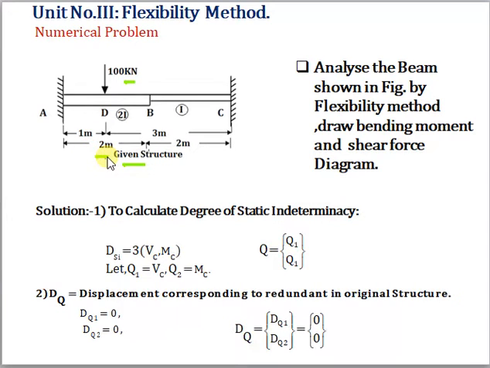Length is 2 meter. On BC, there is no load and the length of BC is 2 meter. Moment of inertia of BC is I and moment of inertia of AB span is 2I. Now A and C are the fixed supports.